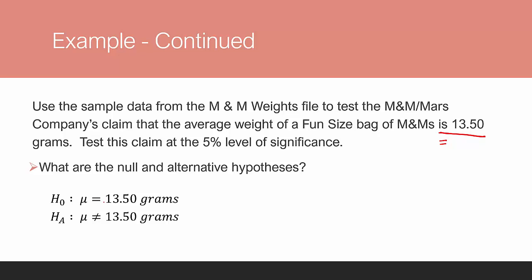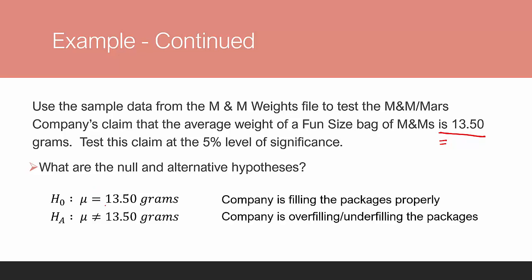The null hypothesis is the thing we're going to assume true until we collect enough evidence to prove it wrong. In this case, we want to start by assuming that the company is filling the packages correctly, until we collect enough evidence to say the company is overfilling or underfilling the packages. Underfilling is a problem because then the customer is not getting what they want, and we might get in trouble with the departments of weights and measures. Overfilling is also a problem. If we're overfilling, we're giving away our profit.